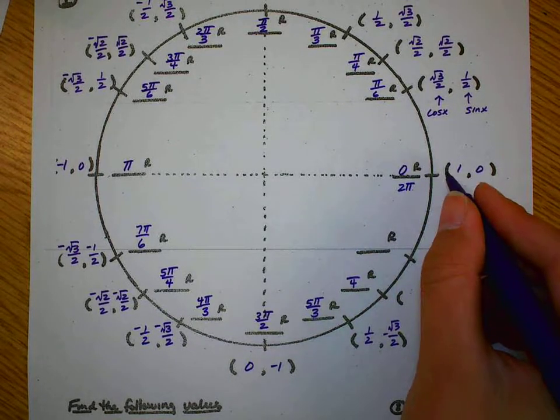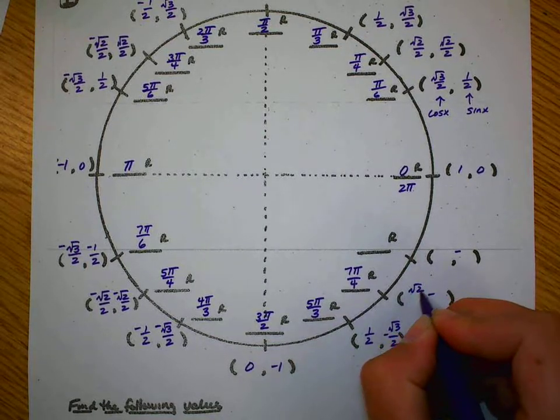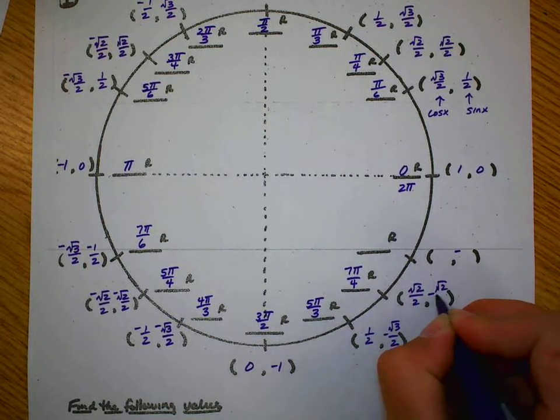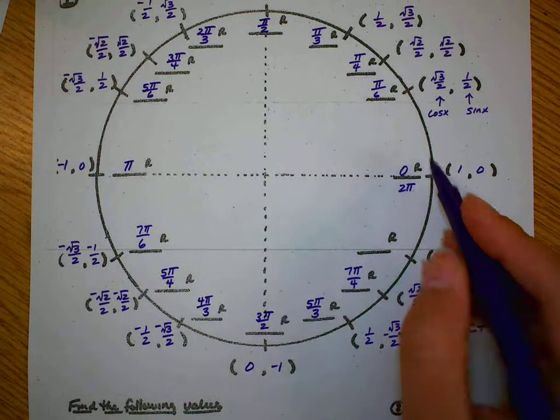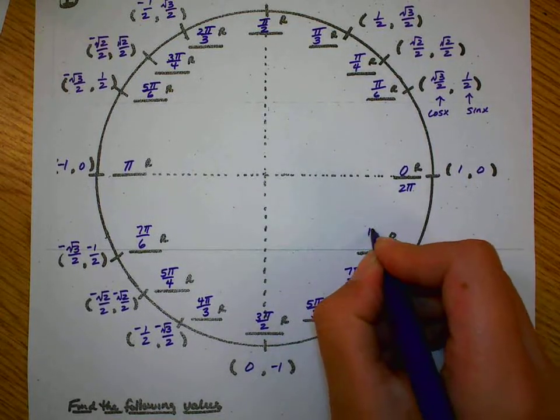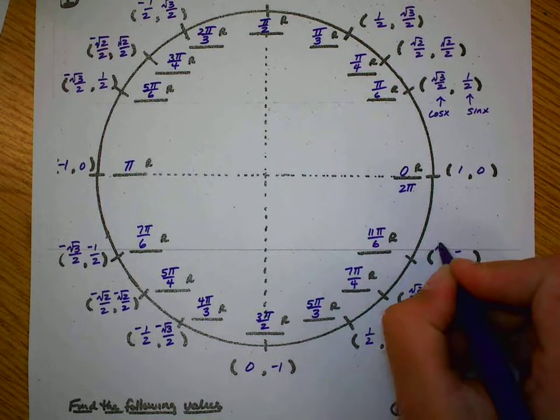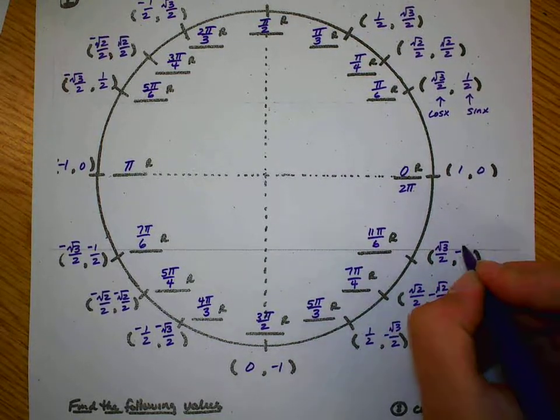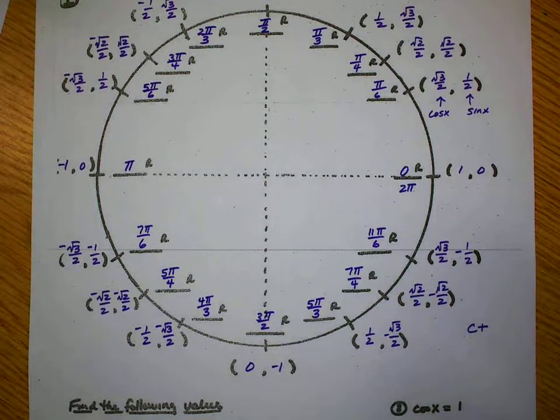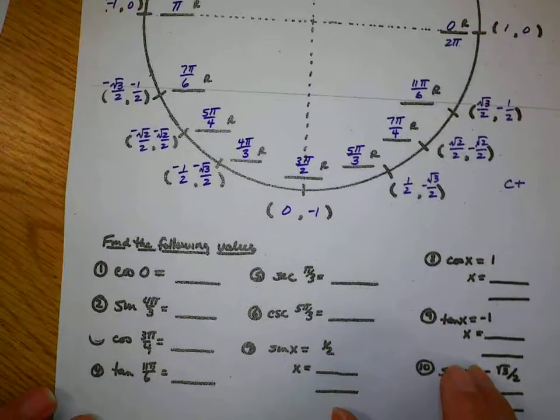Okay, next one is pi over 4. So 8 minus 1 gives me 7 pi over 4, root 2 over 2, negative root 2 over 2. And lastly, this one has a reference angle of pi over 6, so 12 pi over 6 minus 1 gives me 11 pi over 6. And my ordered pair would be root 3 over 2 and negative 1/2. Okay, so once we have that completed, we're going to take a look at the bottom side.